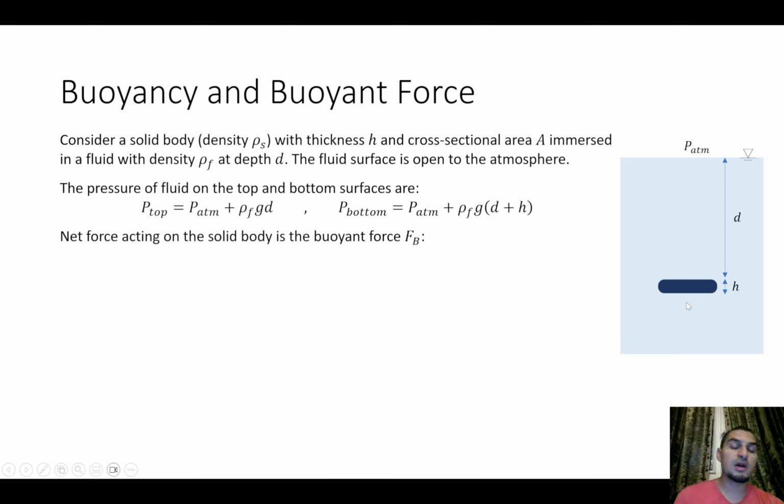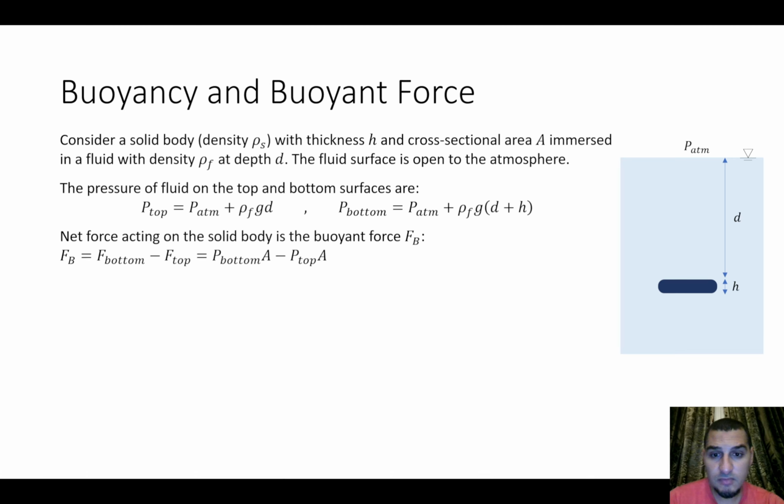Now the buoyant force is the net force between these two forces. It is the force at the bottom minus the force at the top. Of course, the bottom is larger, because the pressure at the bottom surface is larger than the pressure at the top surface: here we have h plus d, and here it's only d. So the buoyant force is the bottom force minus the top force. The bottom force is the pressure at the bottom times the area, minus the pressure at the top times the area. So each one is multiplied by the area to get the force.